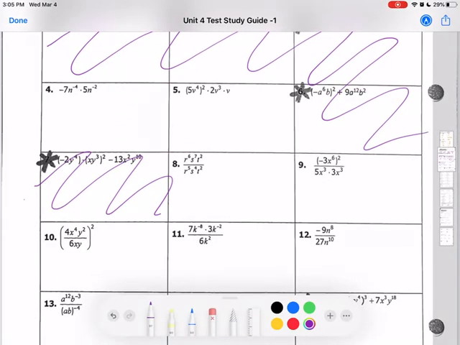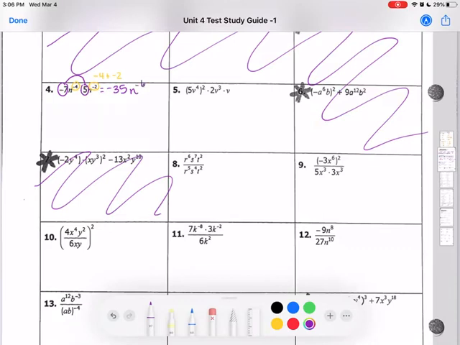So if I'm doing negative 7 n to the negative 4 times 5n to the negative 2, the first thing I'm going to do is with my coefficients, I'm going to multiply those together. So I have negative 7 times 5, and that gives me a negative 35. Now using the product rule, I'm going to add my exponents together. So I have a negative 4 plus negative 2. And so I will end up with n to the negative 6.